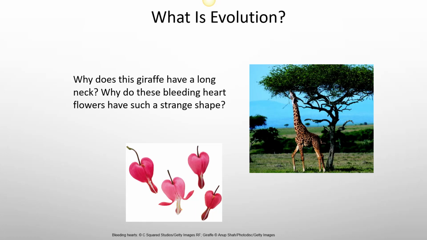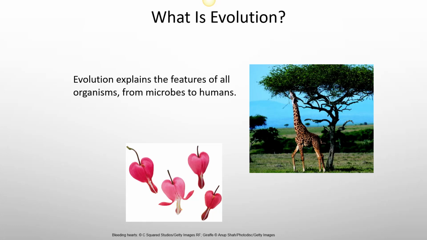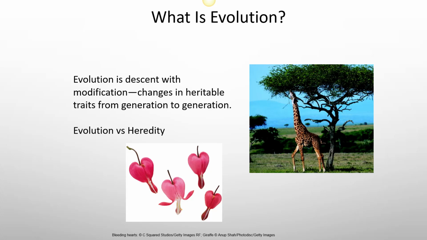So, continuing on, why does this giraffe have a long neck? Why do these bleeding heart flowers have such a strange shape? Evolution explains the features of all organisms from microbes to humans. Evolution is descent with modification, changes in heritable traits from generation to generation. So if we write down the definition for evolution, it's a change in heritable traits from generation to generation.